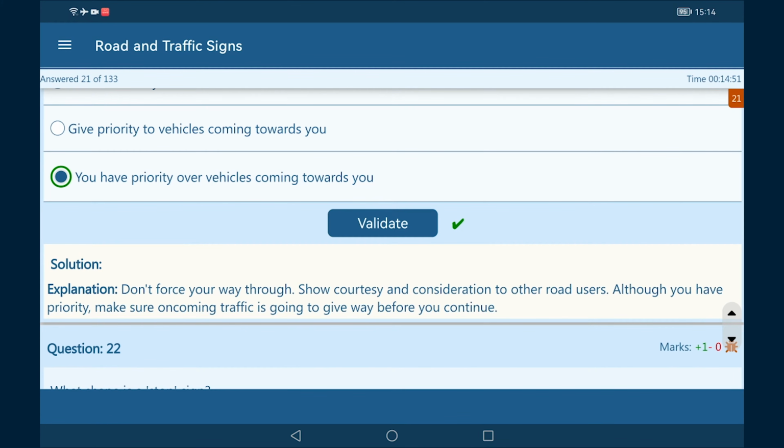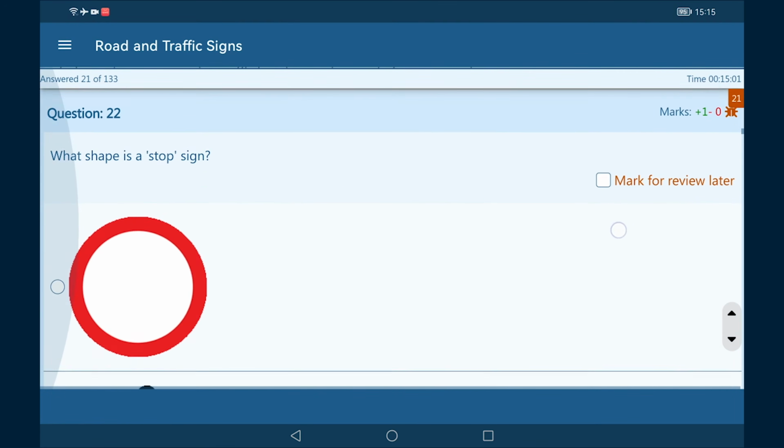Explanation. Don't force your way through. Show courtesy and consideration to other road users. Although you have priority, make sure oncoming traffic is going to give way before you continue.